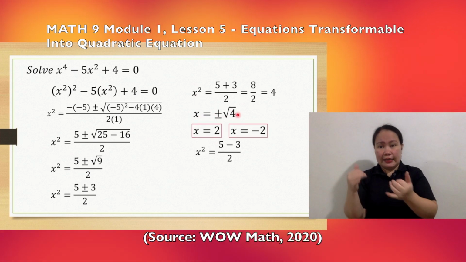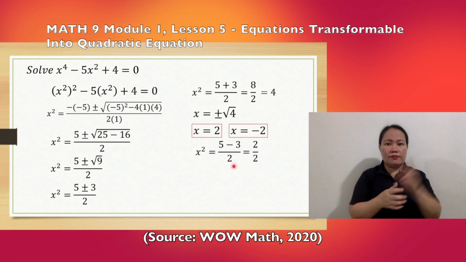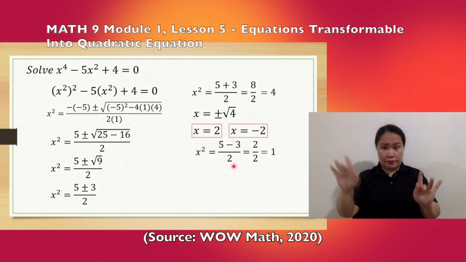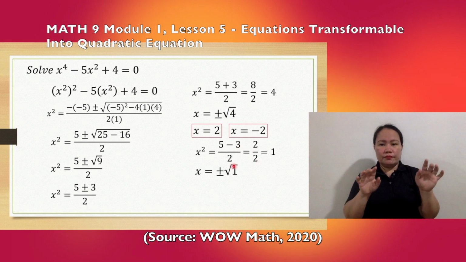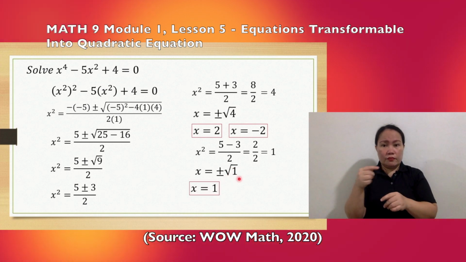Yung sa isa naman, x squared is equal to 5 minus 3 over 2. And that is 2 over 2 is equal to 1. So, extract lang natin yung 1. So, x is equal to positive negative square root of 1. So, therefore, the value of x is 1 and negative 1.